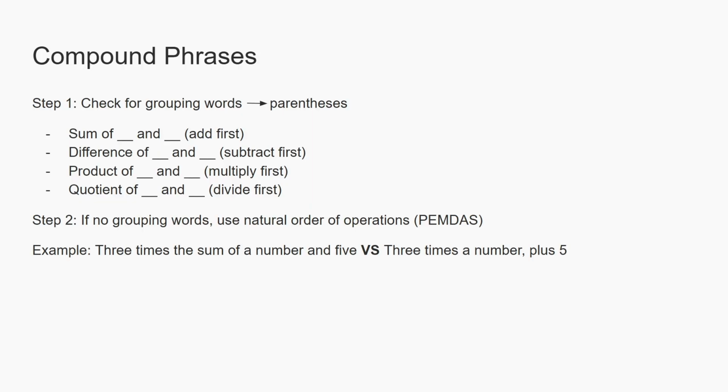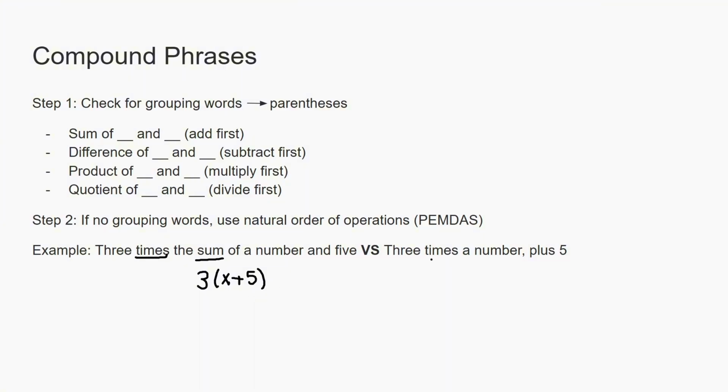So for the first one, we have 3 times the sum of a number and 5. Let's start by identifying the keywords that are important. So we have times, and we also have sum. These show the operations that we're going to be doing. So as you can see, sum is one of the keywords for parentheses. That means we have to deal with the sum of a number and 5 first. So let's add a parentheses and do sum of a number, which implies addition, and 5. And then we have to take care of the 3 times. So we put a 3 in front here. So 3 times the sum of a number and 5 is 3 times this parentheses x plus 5.